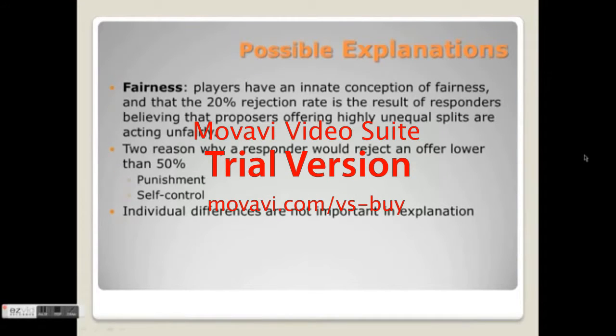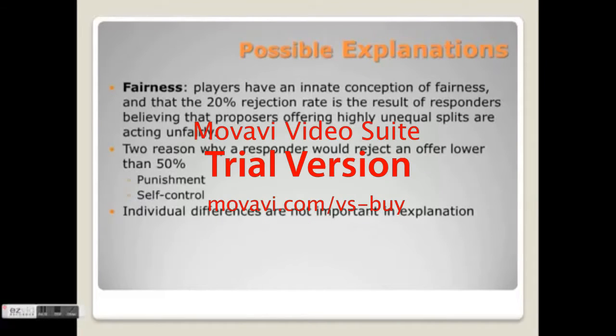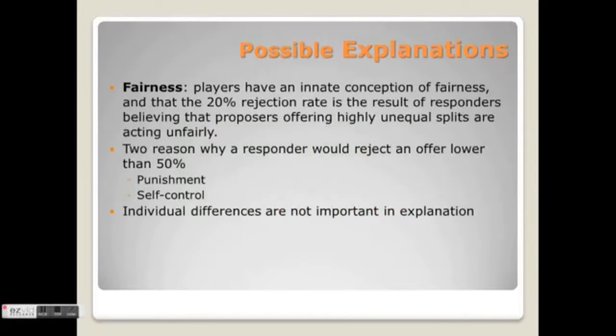Now let's take a look at some of the explanations for why the results came out the way they did. For one, we definitely need to look at fairness. Players have an innate concept of fairness: the 20% rejection rate is a result of responders believing that proposers offering highly unequal splits are acting unfairly. Now, imagine a situation where the allocator was told the recipient could not reject. So the stake was $20, and the allocator had the option of choosing between an 18 and 2 split or an even split.